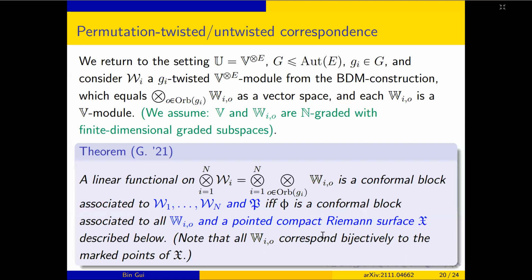Next I will return to the setting of permutation orbifold conformal field theory, and I will show you the main result. We return to the setting that U is a tensor product indexed by E of the same VOA V, and G is a finite subgroup of the full automorphism group. For example, you can just take G to be the full permutation group. For each I, I take a group element GI, and a GI twisted V tensor E module, which I construct from the Barron-Mason construction. By the way, the Barron-Mason construction will give you all the twisted modules when the VOA is rational. When the VOA is not rational, the Barron-Mason construction is not enough.